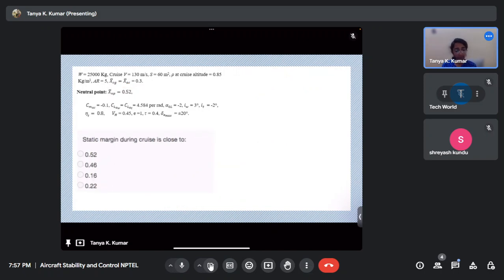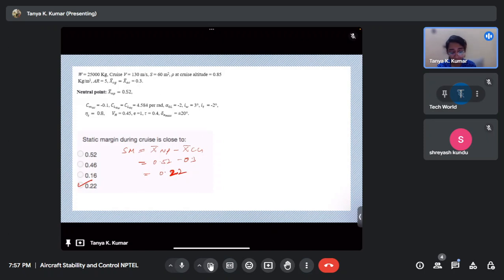Next question. Static margin during cruise is close to. You have both the values. Static margin is x bar NP minus x bar CG. So both the values are just given to you directly in the question. 0.52 minus 0.3. So you get 0.22. Right?